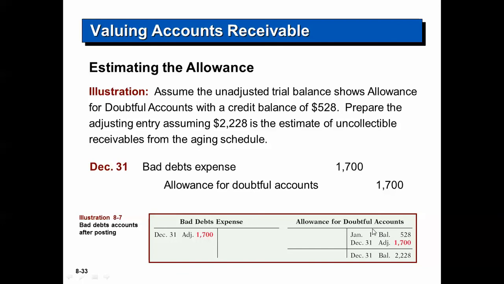Now, obviously, last year I recognized bad debts expense, but it was too much because I still had a credit balance of $528. So this is the only way in which we journalize the adjustments for the allowance for doubtful accounts.